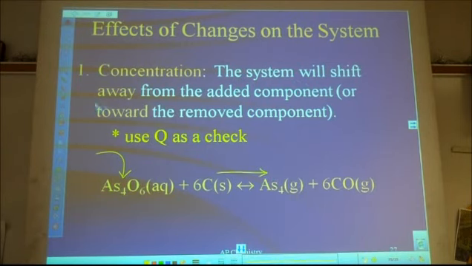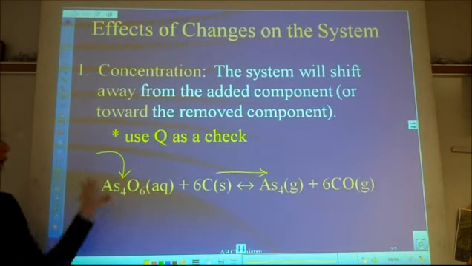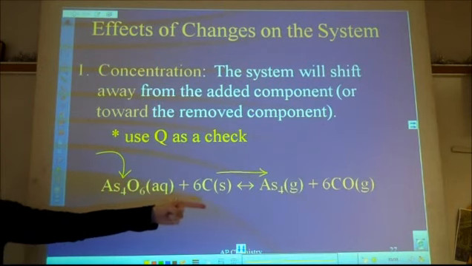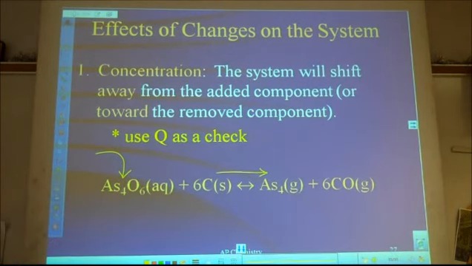Systems will shift away from an added component. Think about it. We've got too much reactant now. I need to use some of that reactant up to restore equilibrium. What if I remove some of this gas right here? It will shift right again. Things will always shift toward something that you have removed.